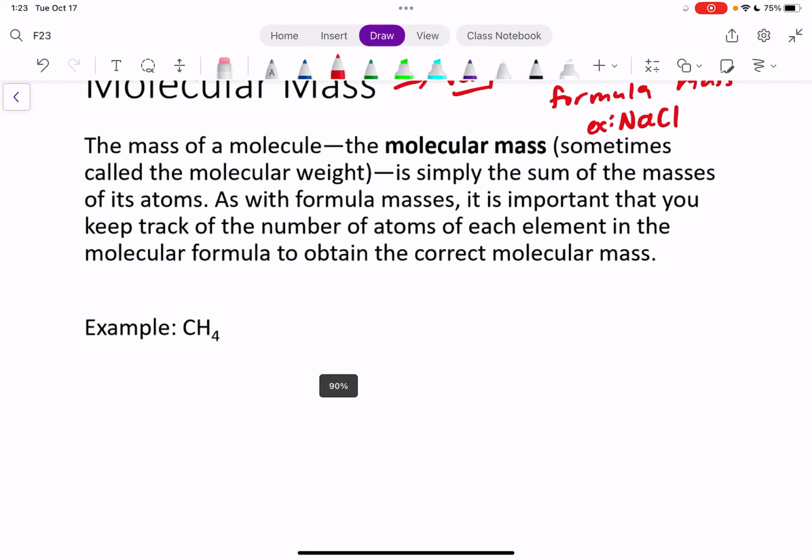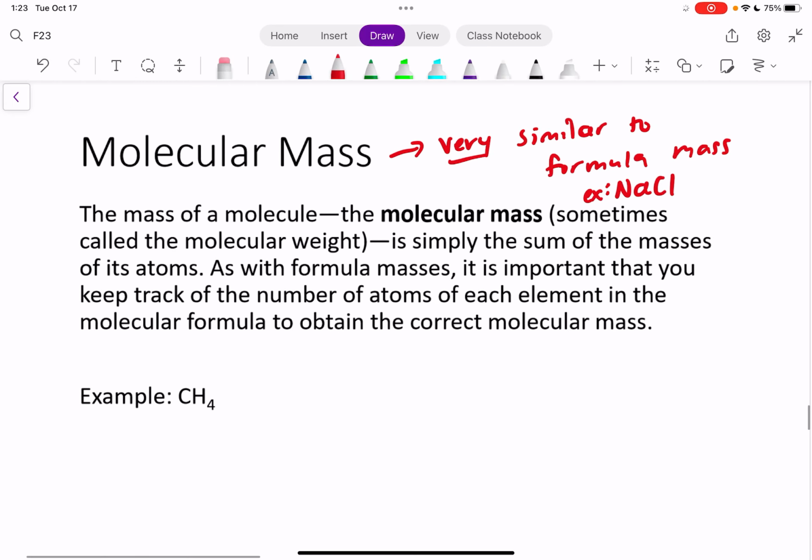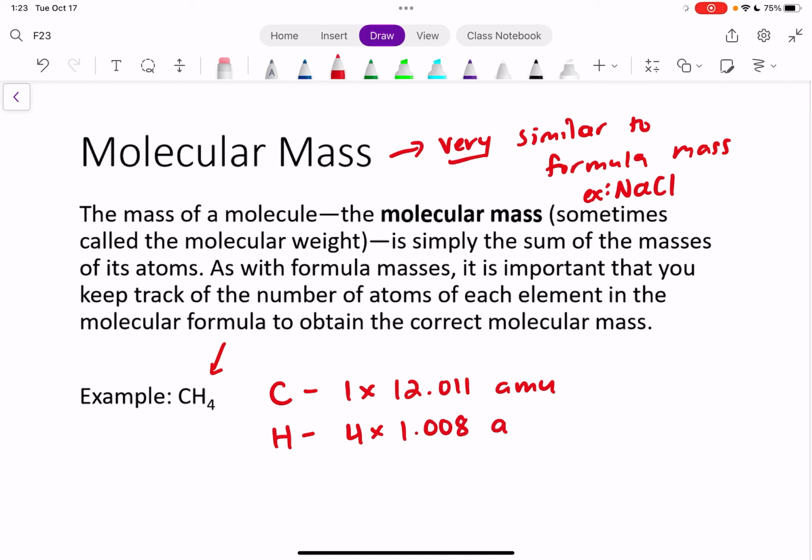If we want to find the molecular mass of something like methane, CH4, we can say, well, I have one carbon, and that carbon atom is 12.011 AMU in weight, and I can look that up on the periodic table, the atomic mass. And then I've got 4 hydrogens, which each have a mass of 1.008 AMU. You might get slightly different numbers from me here, and that's okay. That's just because you might be looking at a different periodic table. So a little bit of variance is all right.